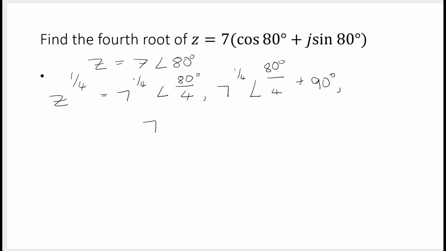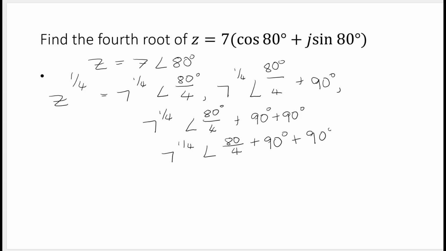The next one will be the same length, 80 over 4, which obviously we could write as 20. So plus 90, plus another 90. And the last one would be 80 over 4 plus 90 plus 90 plus 90 degrees. And obviously you would tidy all of those up, but those are 4 roots now, each of them being 90 degrees apart.